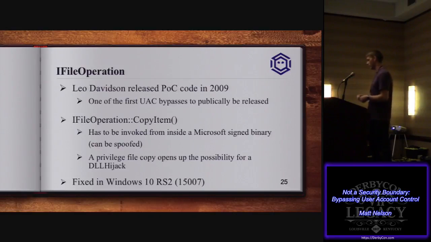Drop that to disk someplace that you can write to without being elevated. Call copy item, take that DLL that you dropped and copy it to a privileged location. So you might be thinking, how might you get code execution through that? How are you going to get your code running in an elevated context if all you can do is copy a file?